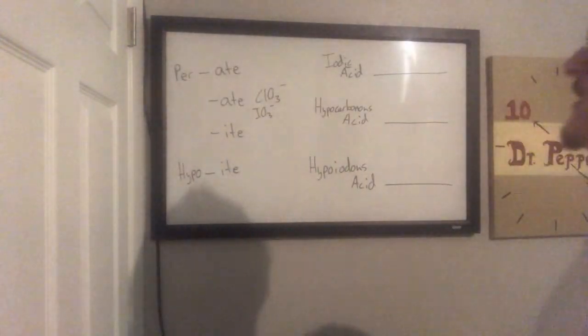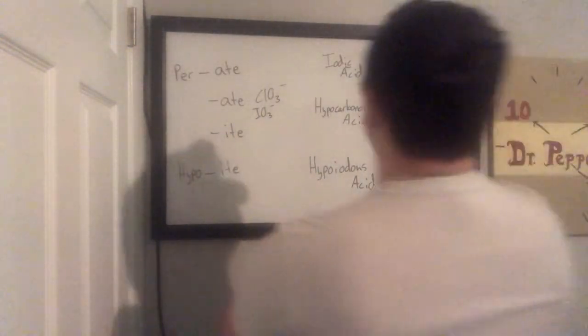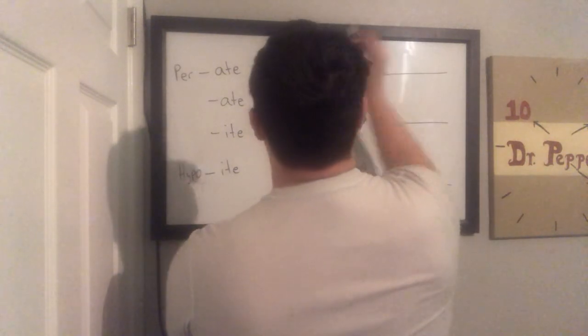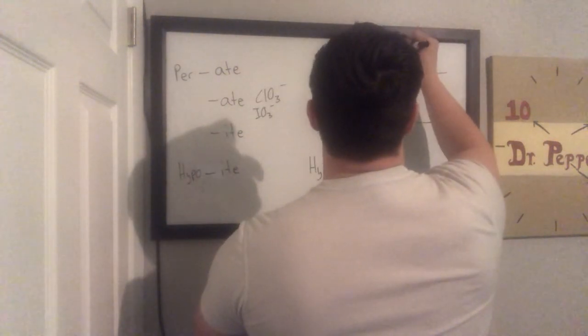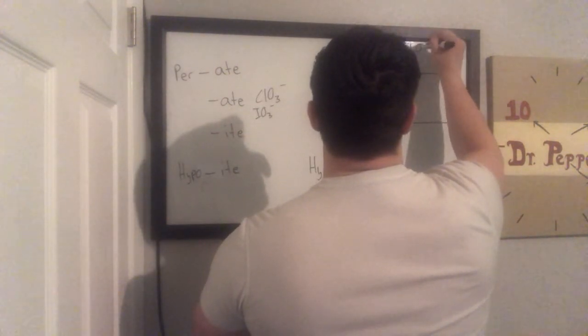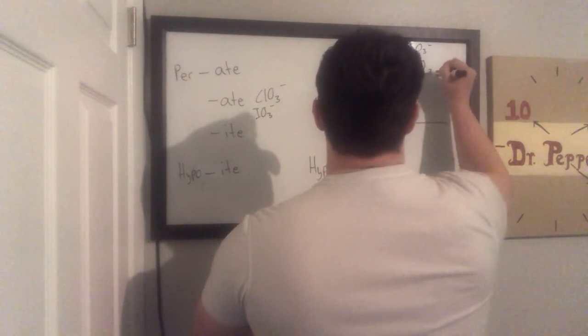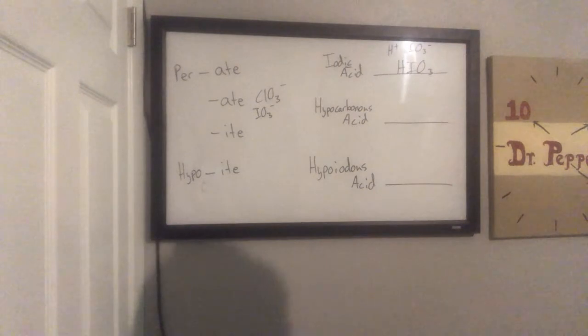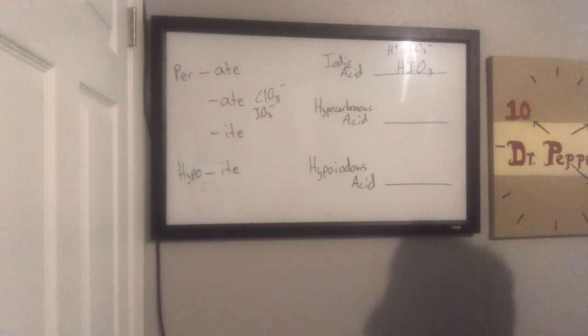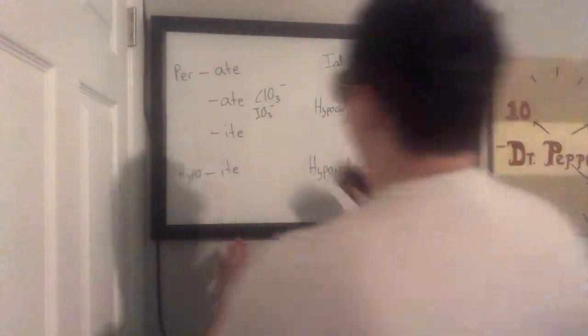Like so. And so we're going to crisscross our charges here. They both have charges of 1. Where should we do this? Let's just do it above here. And so, HIO3. All right, on to the next example.